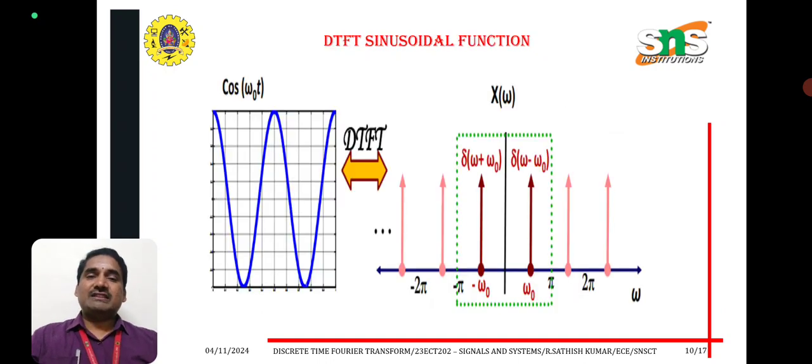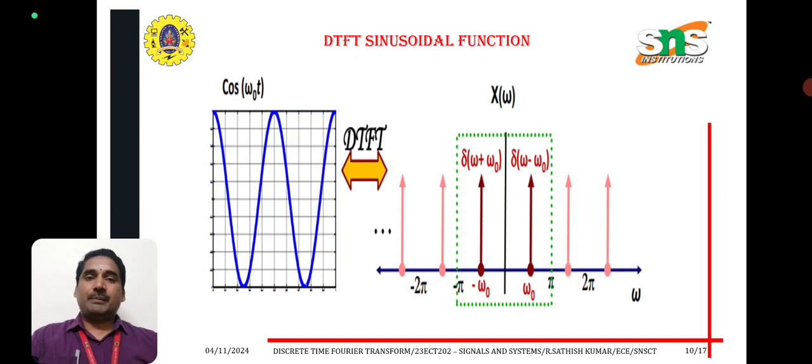Next one, DTFT of a sinusoidal function. This is cos omega naught n. While taking the discrete time Fourier transform of cos omega naught n, this is the representation of the frequency domain signal, in the same domain minus 2 pi to plus 2 pi with respect to omega: delta of omega plus omega naught, delta of omega minus omega naught.